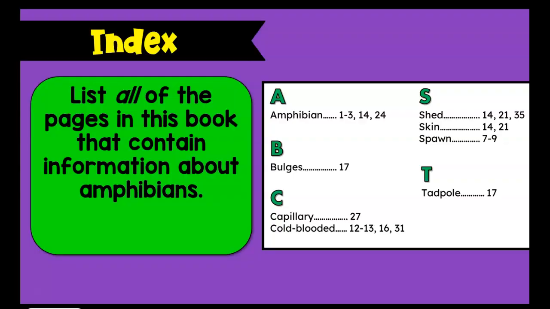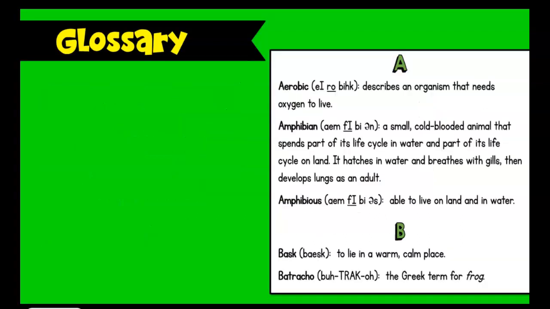List all of the pages in this book that contain information about amphibians. So we're going to go under A, what pages? 1 through 3, 14, and 24. So 1, 2, 3, 14, and 24.